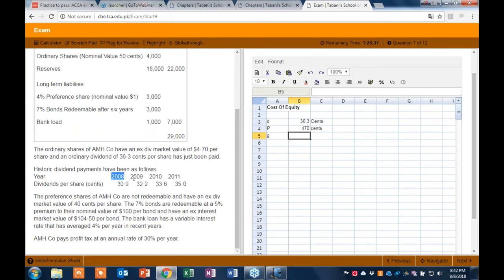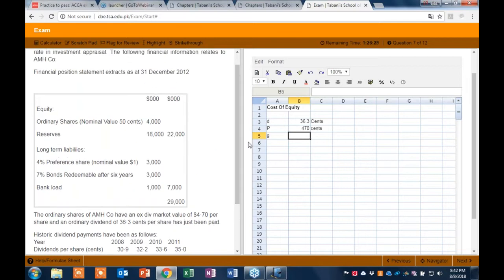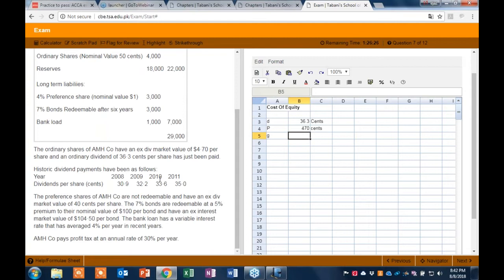Ignore 2008. We'll start counting from 2009: 1, 2, 3, and 2012, 4. So it has been 4 years because we are at the end of 2012. So 36.3 divided by 30.9 raised to the power 1 divided by 4, with brackets around them, minus 1. Enter, and let's change the format into percentage, 2 decimal places. It's 4.11%.